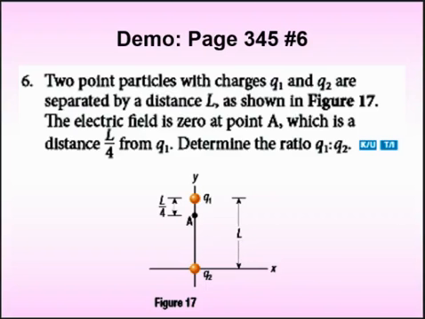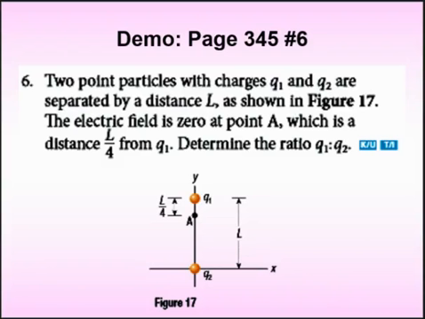Instead of telling you what the charges are and asking for the distance, the location of the magic spot, it's the opposite. They tell you where the magic spot is, and they ask you, what is Q1 and Q2? Like, how big are the charges if the magic point is right there?